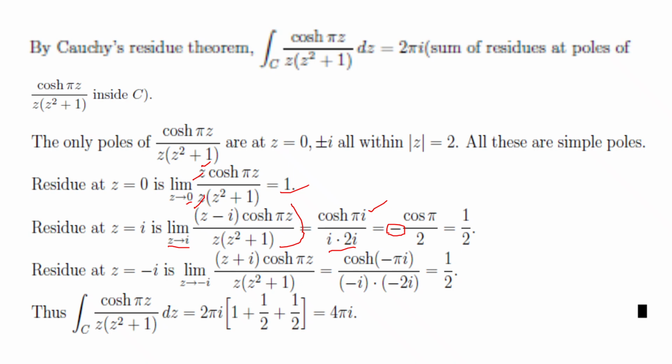So we use the formula 2πi into the sum of residues at the poles of the integrand inside C.